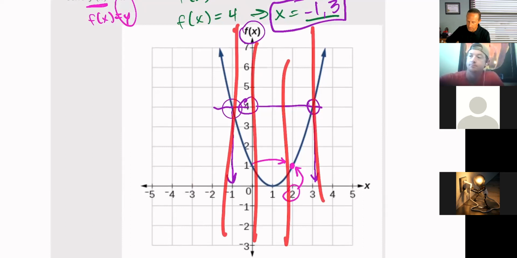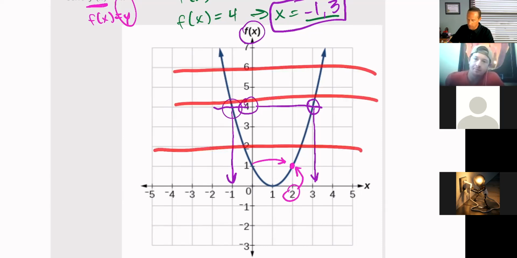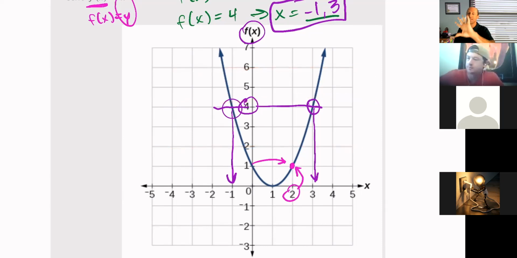Yes, they told us it was. Is it a one-to-one function? No. How do you think we could test that? Horizontal line test. Very good. Because now we're testing it the other direction, the output to the input, the y to the x.